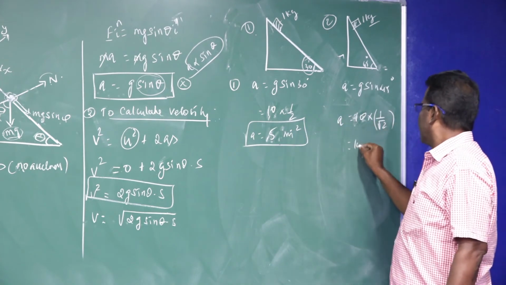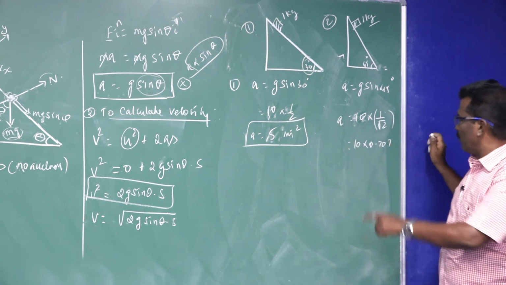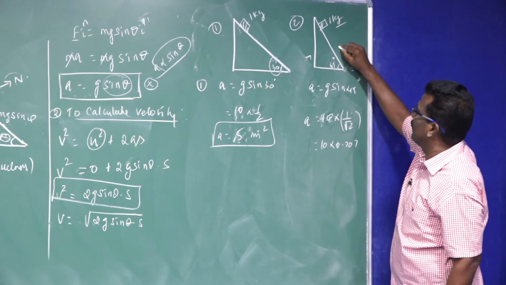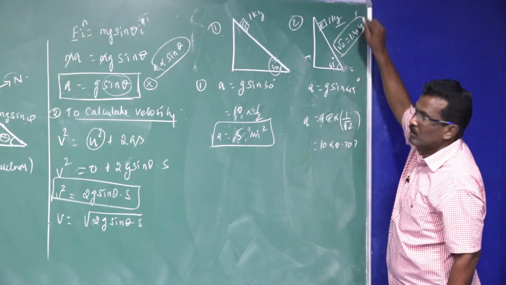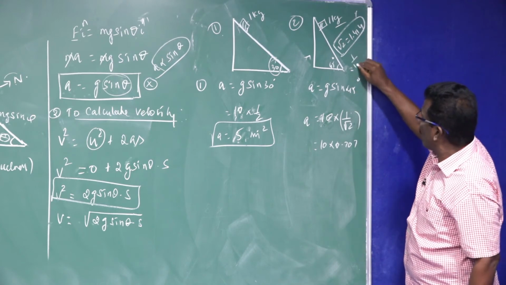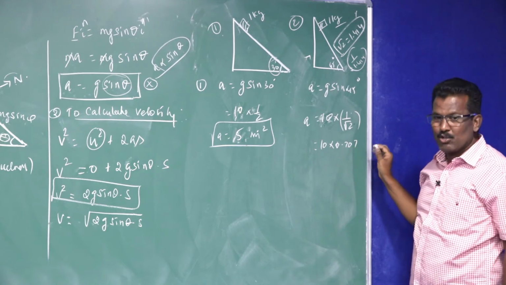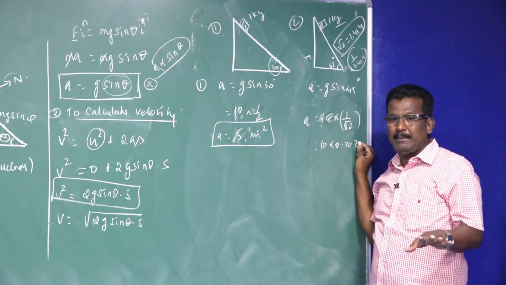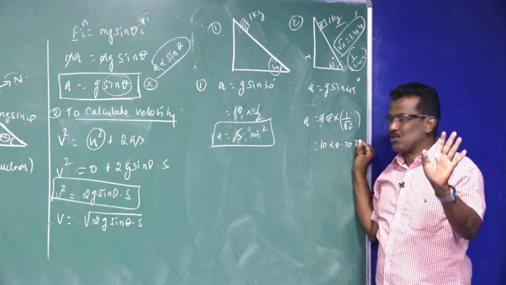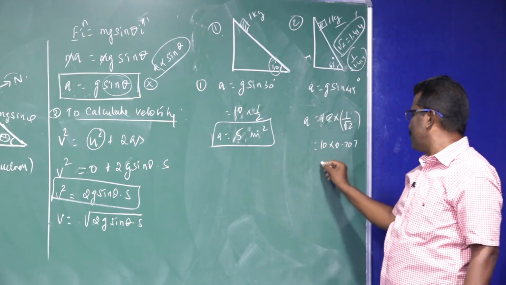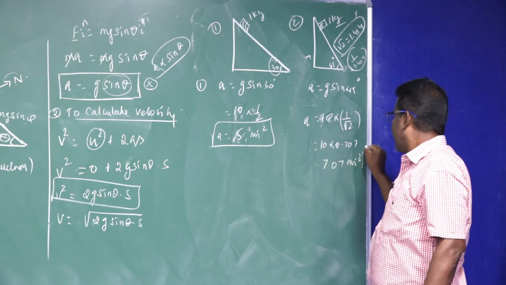10 into 0.707. So 1 by 2, the value of root 2 is 1.414. If we divide 1 by 1.414, we will get 0.707. Always remember this mathematically: 1 by root 2 is 0.707. If you multiply, it is 7.07 meter per second square.